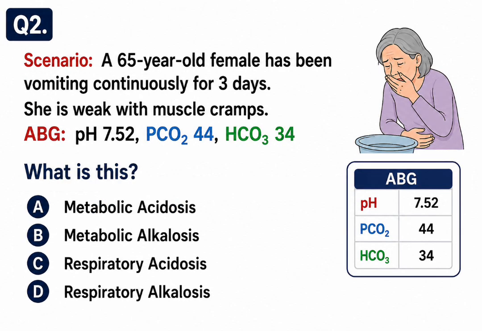Question 2. A 65-year-old female has been vomiting continuously for 3 days. She is weak and experiencing muscle cramps. The ABG results are pH 7.52, PCO2 44, and HCO3 34. What is this condition? A. Metabolic acidosis. B. Metabolic alkalosis. C. Respiratory acidosis. D. Respiratory alkalosis.